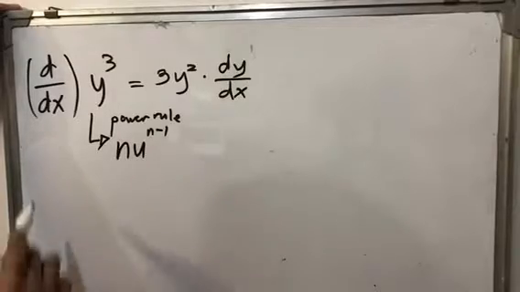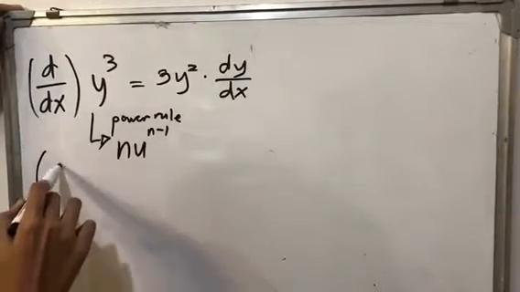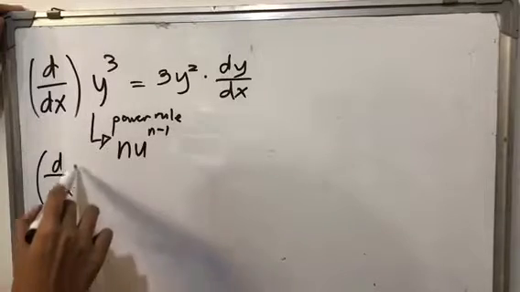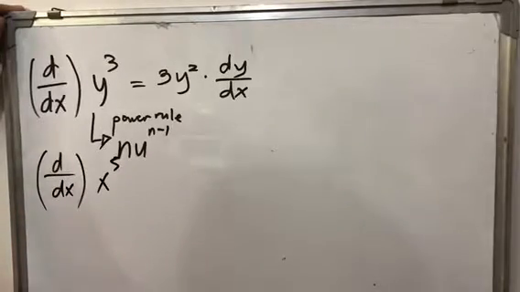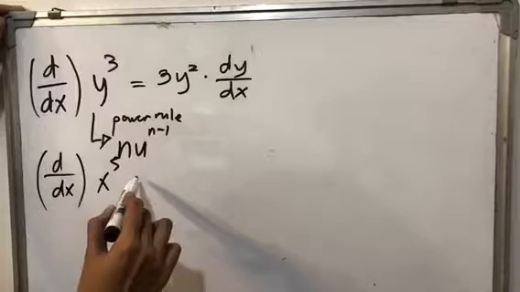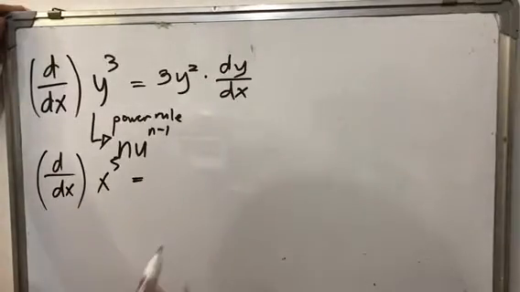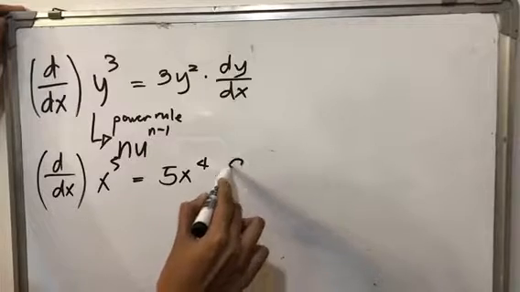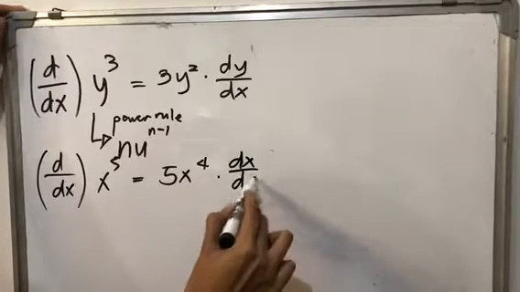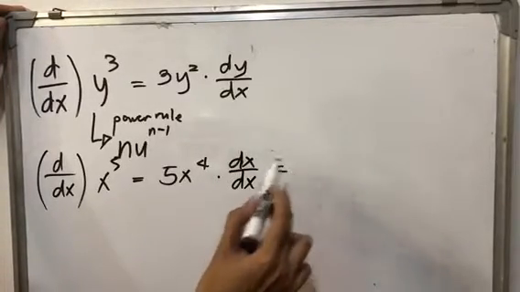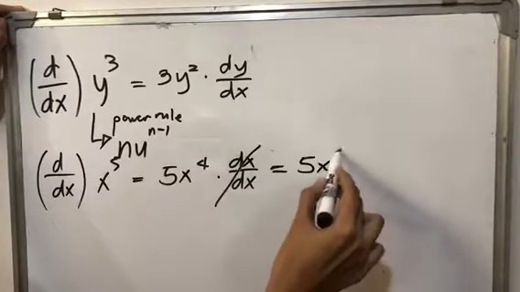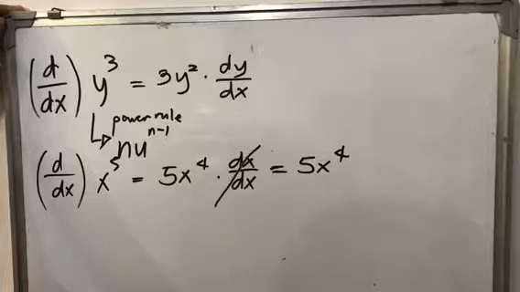Let's have another example. For instance, you want to differentiate x to the 5th power with respect to x. Let's apply the power rule again, and this will be 5x to the 4th power times dx over dx. However, we can cancel this out, so the final answer would be 5x to the 4th power.